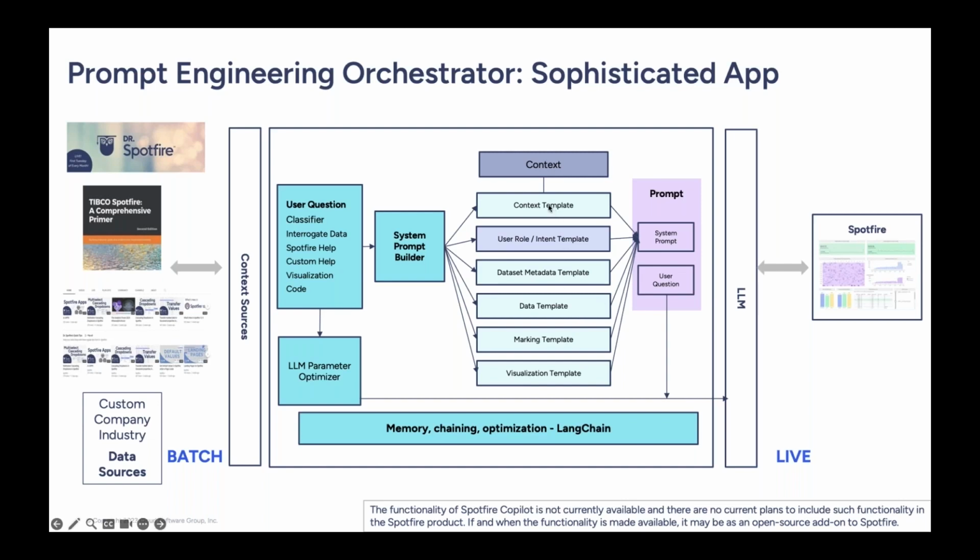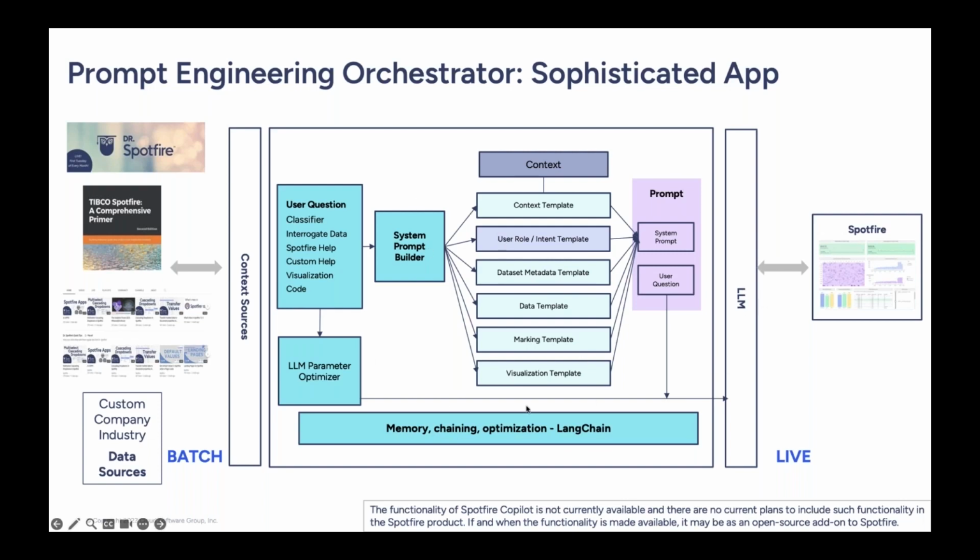Are you asking me about interpreting context, or are you asking me about getting Spotfire help or generating a visualization? So the user question gets classified into those buckets, and then a prompt is built that uses these templates to address the question, and then the answer comes back from that into Spotfire. So under the hood, there's a bunch of chaining and optimization going on. There's a couple of trips back and forth from the conversational UI into the large language model, and this is what's going on under the hood.